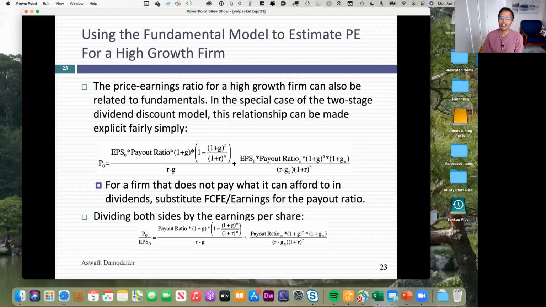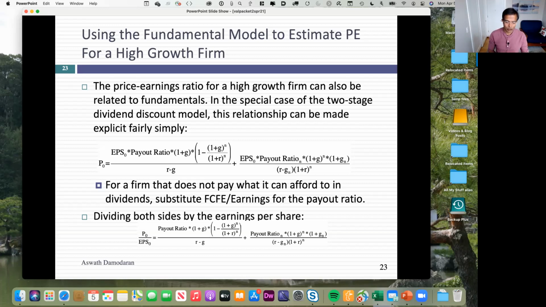This is called an intrinsic PE. And I'll tell you something, don't try to plug numbers for your company back into this model. It's pointless because you've already done a rich DCF. You don't need to do this, but it tells you the variables that drive a PE ratio, and that's what you want to take out of this equation.